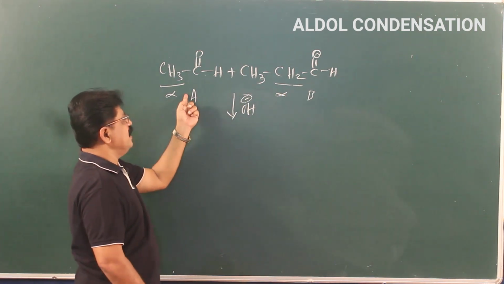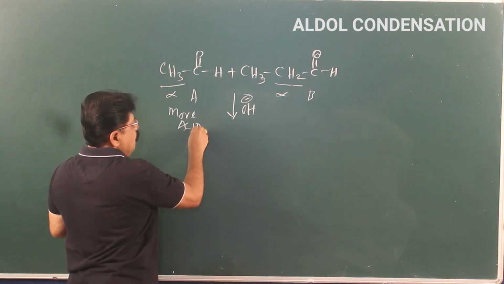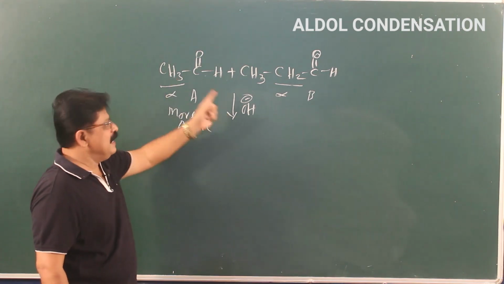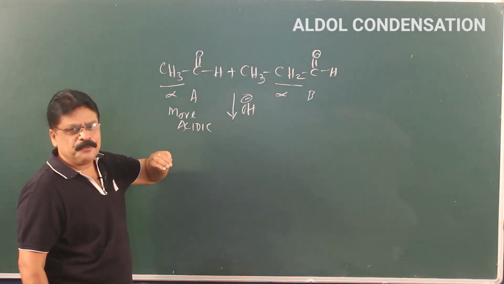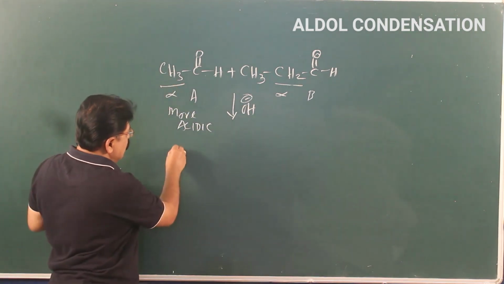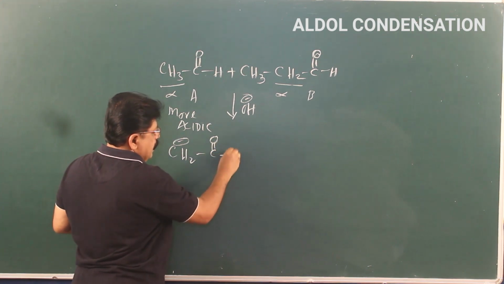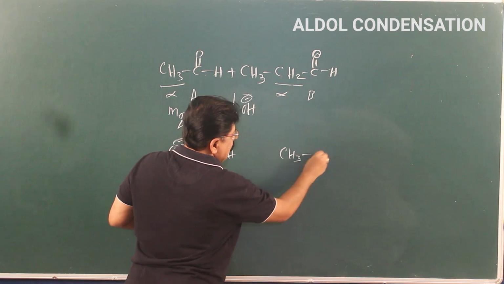So which is more acidic? This is more acidic. So what does that mean? It means that this H plus can be easily extracted. Point number 1. Number 2, after extraction what happens? You get a carbanion. And here what will be the carbanion? The carbanion will be like this.